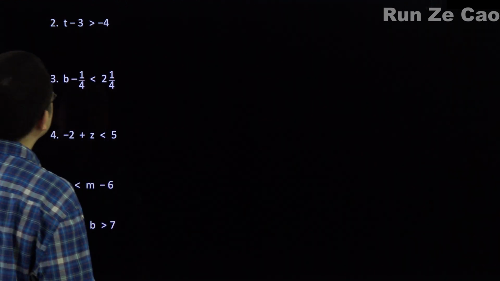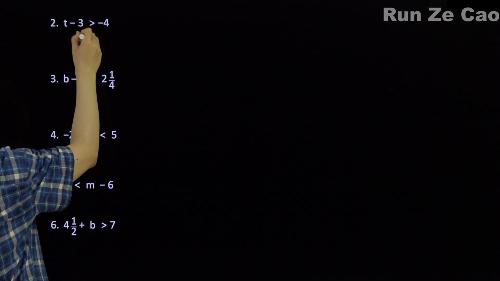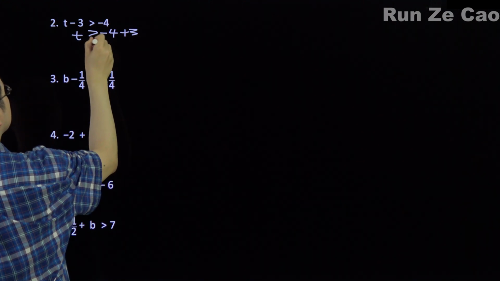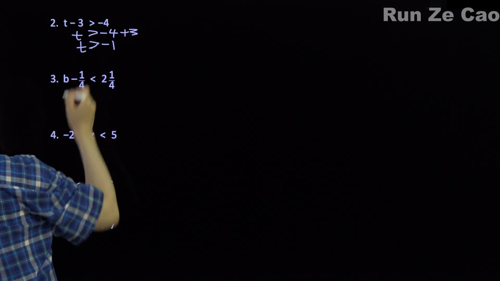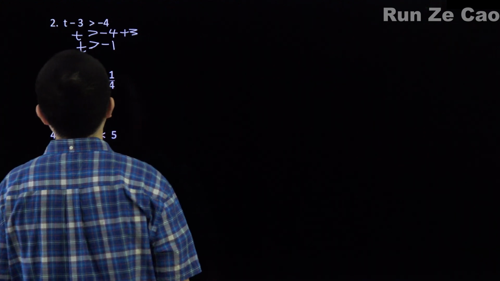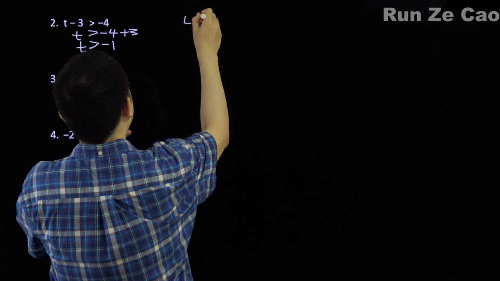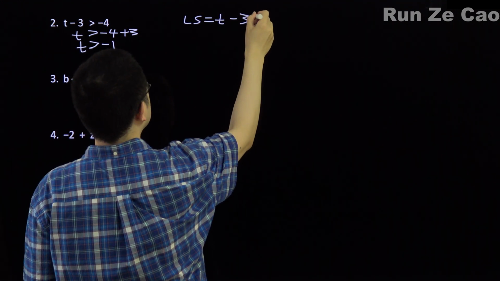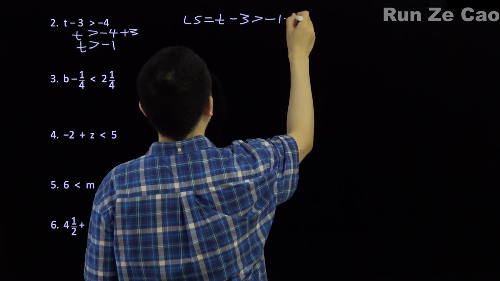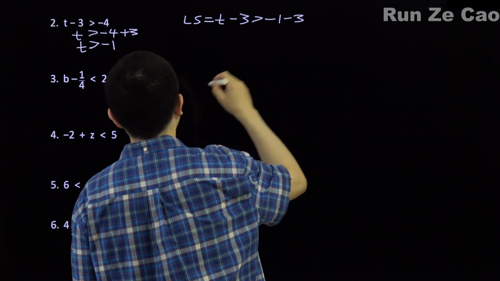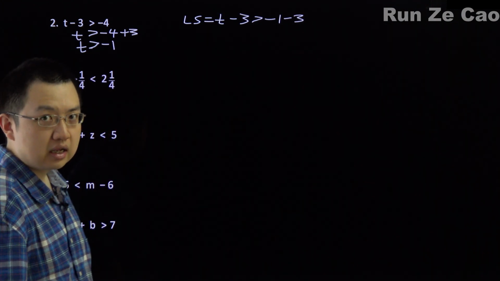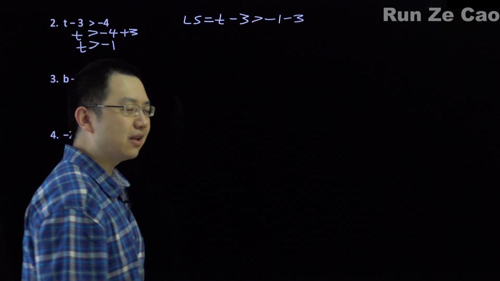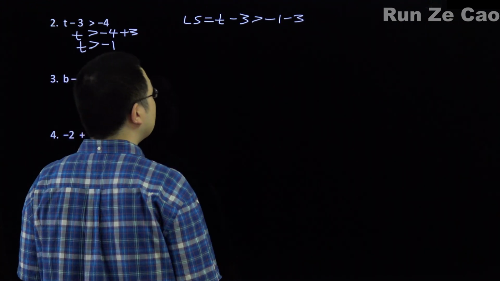t minus 3 is greater than negative 4. Well, t is greater than negative 4 plus 3. So it's greater than negative 1. Okay, then if we wanted to check this, we would have left side is equal to t minus 3, which is greater than negative 1 minus 3. So greater than the substitution or less than the substitution as relevant, or greater than or equal to, or less than or equal to as relevant.